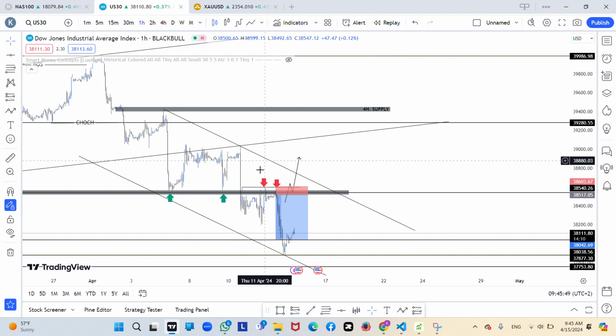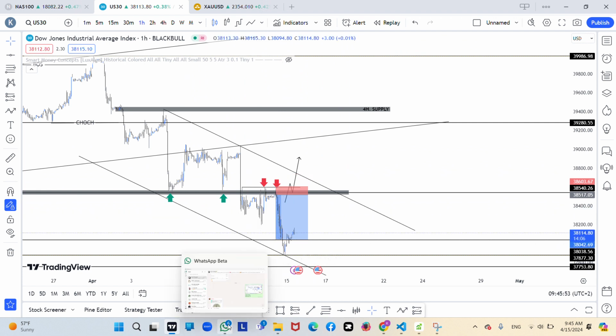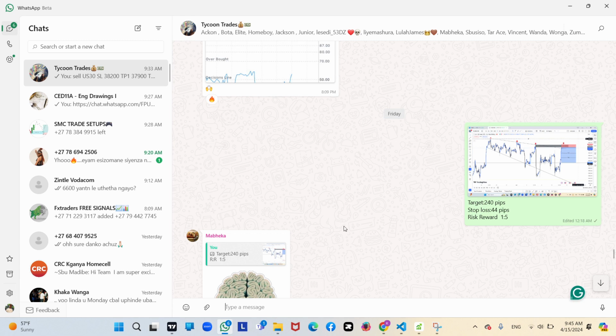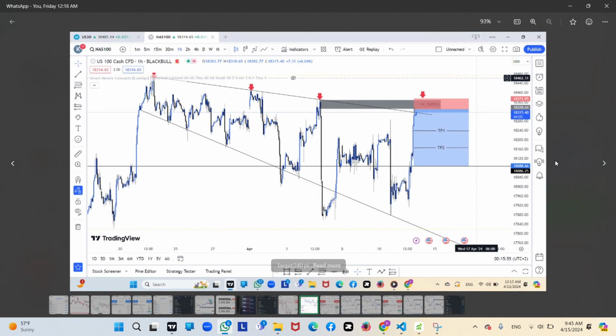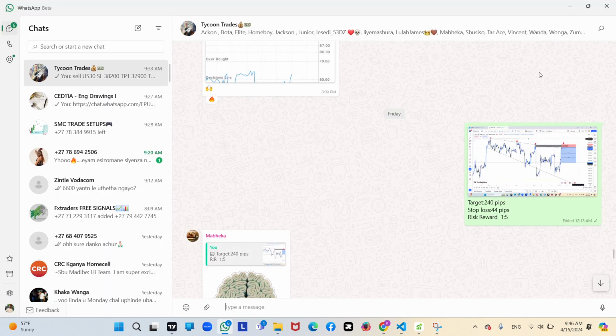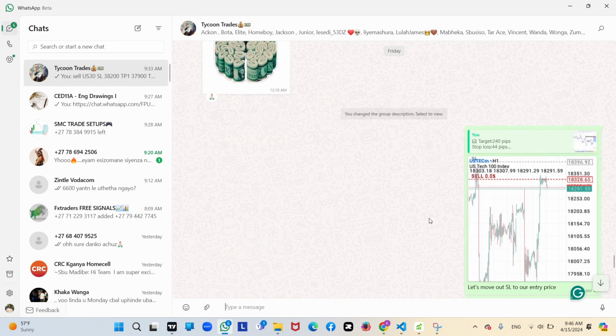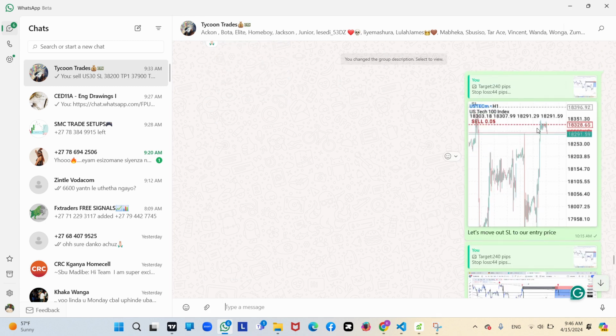We could have moved 1:5. But on Friday, even though I was not able to make money from USD, I made money on NAS 100, because I had this setup on NAS 100. I had this setup, guys, in which our target was 240 pips and our stop was at 44 pips, with a risk reward of 1:5. As you can see, that was my position, 0.05 and 0.01.